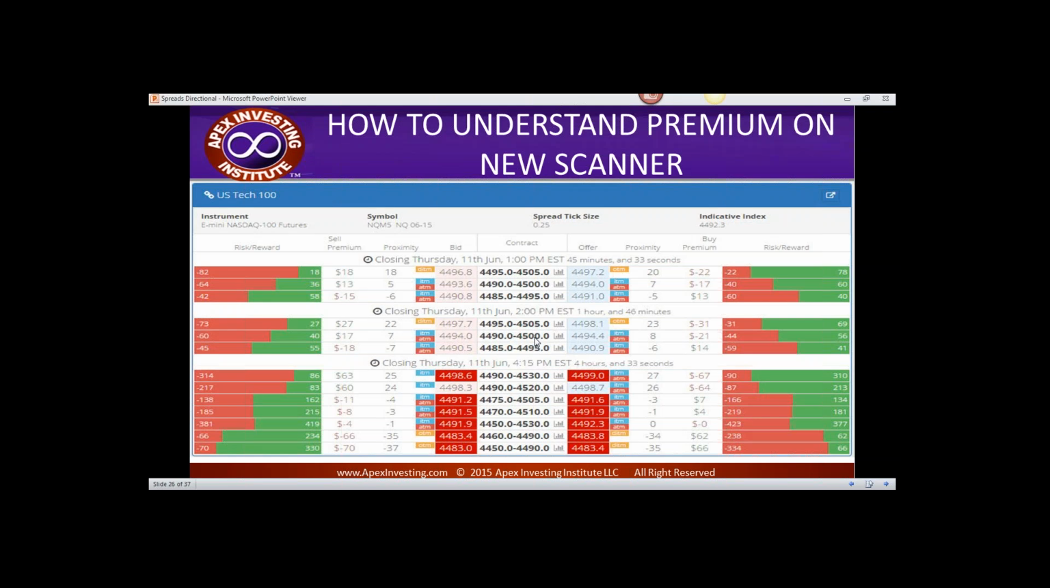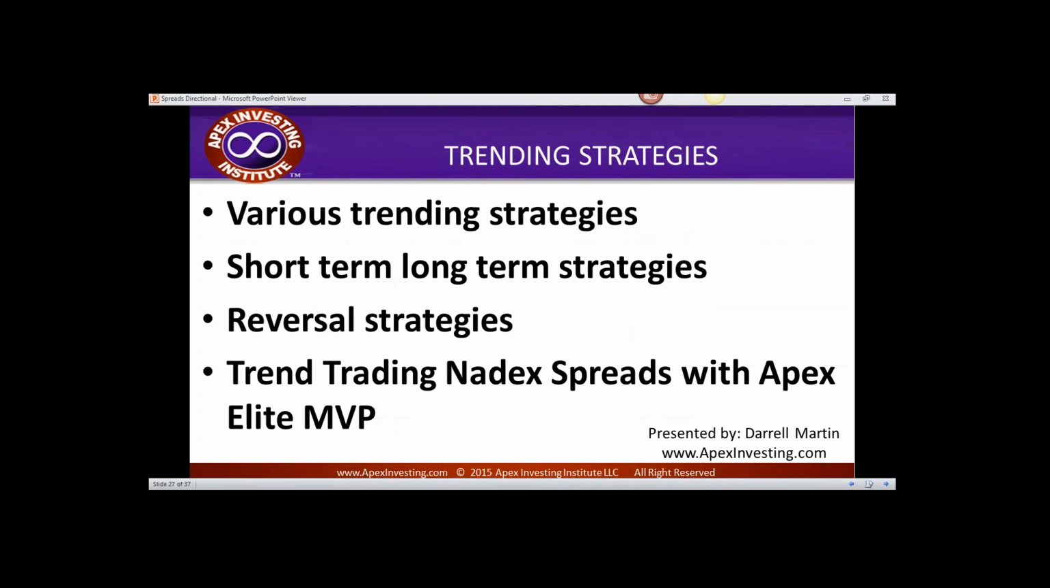Okay, so we're talking about directional trading with spreads. So that's why we kind of went through some of this. We know spreads are dollar per tick. We know there are out of the money spreads. There are in the money spreads. There are longer term expirations. There's all kinds of different spreads that we can do for these different strategies. Okay.